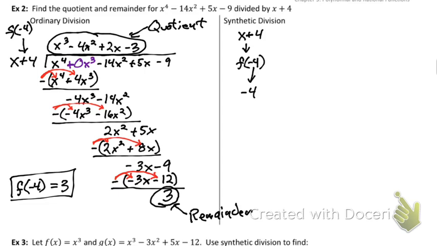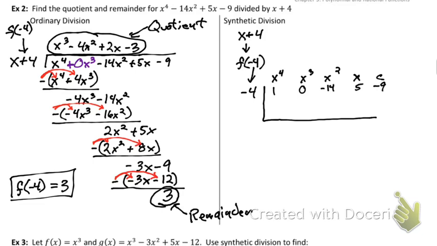For synthetic division, we just need coefficients. Like I said, I always label them. You don't need to. I would label my first one as x to the 4th, then x cubed, x squared, x, and finally my constant. It keeps you from making dumb mistakes. My leading coefficient in front of x to the 4th is just 1. The coefficient in front of x cubed is 0. The coefficient in front of x squared is negative 14. Coefficient in front of x is 5. My constant is negative 9.